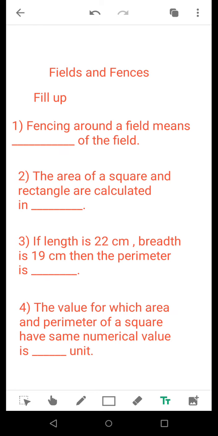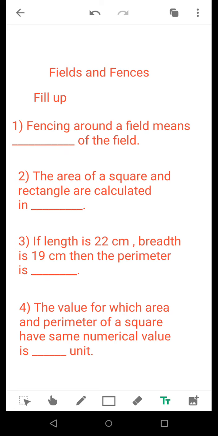Number 3, if length is 22 centimeter, breadth is 19 centimeter, then the perimeter is. See that there may be calculation sums, so that calculation will show in the rough, and that particular value you will put over here in the blank. So the length and breadth is given, then you have to find out the perimeter.